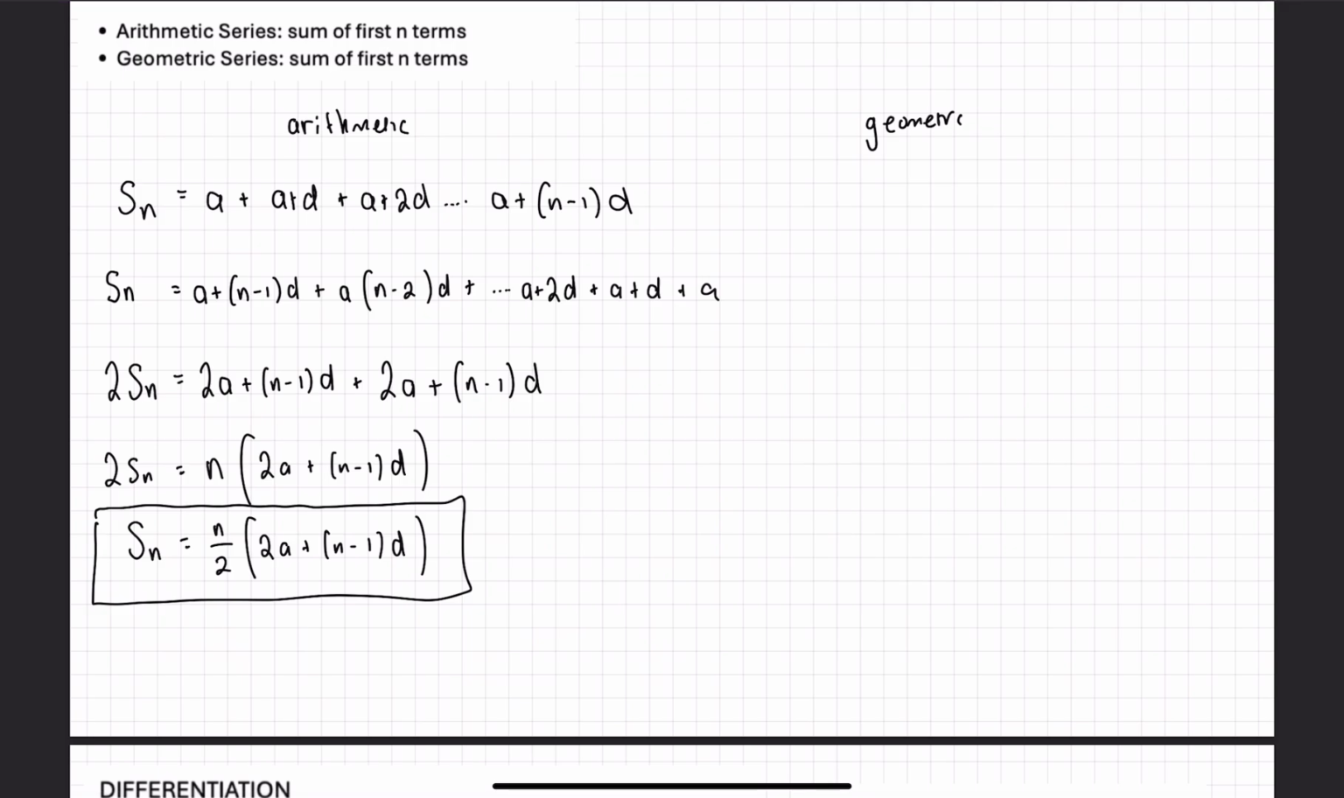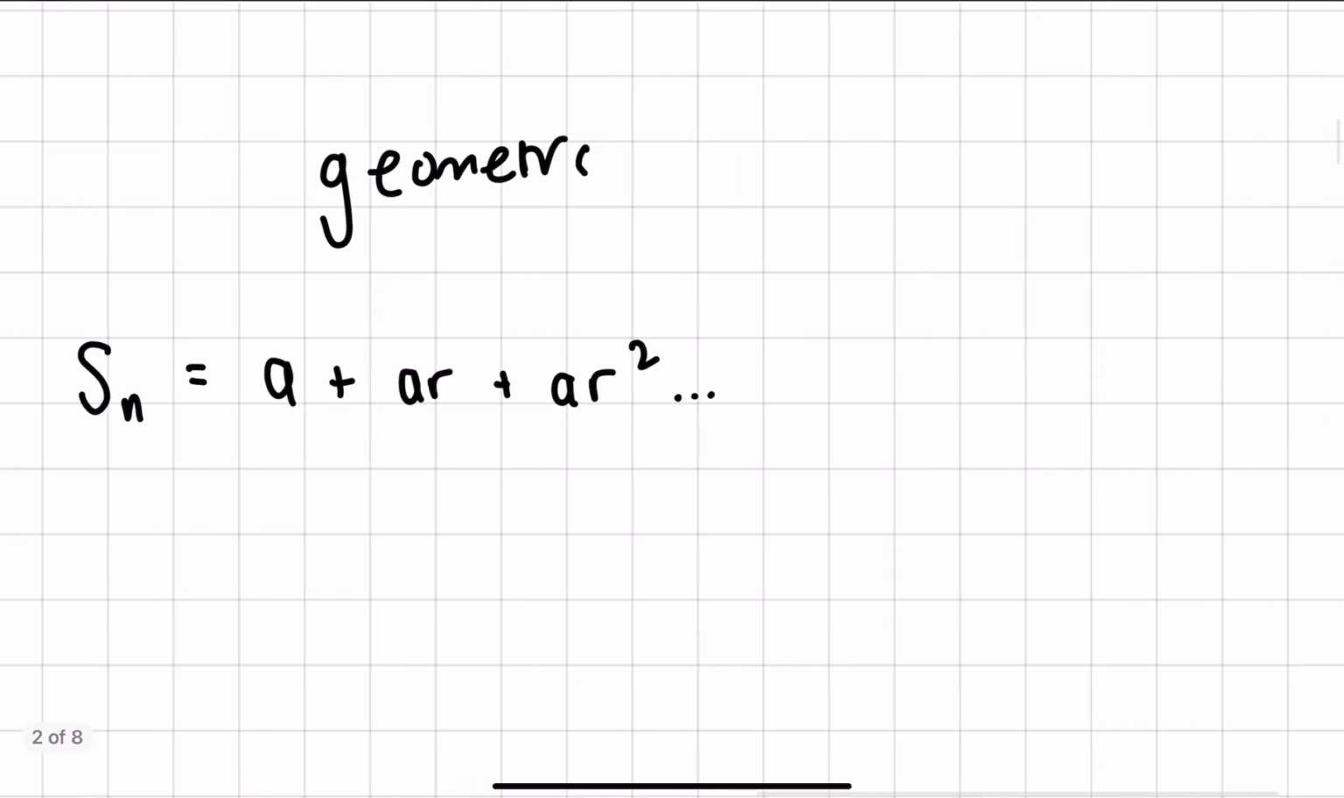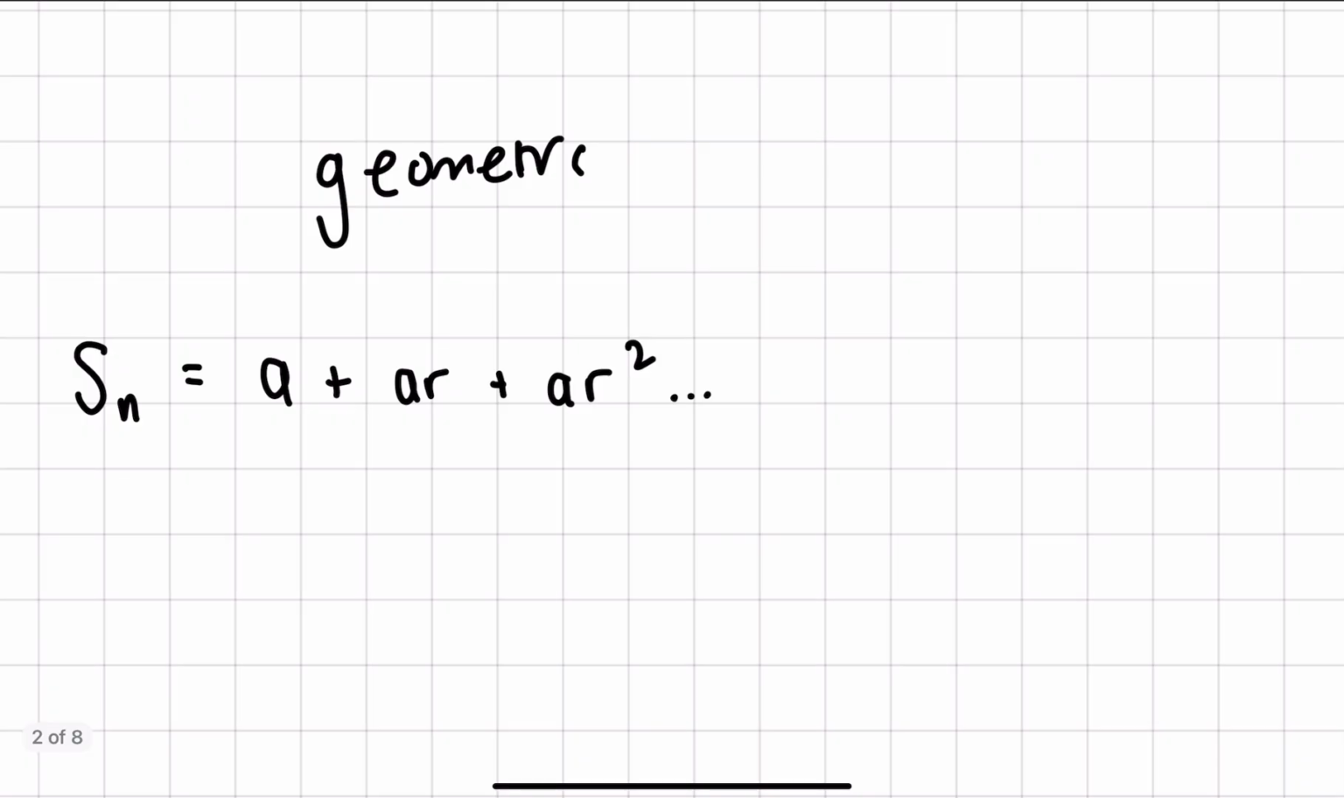Okay, geometric. Let's have a look at it. So let's write the sum of the n terms: the first term, a, plus the second term, a times the common ratio r, plus the third term, a r squared, and we're going to go all the way to the last term. Well, the second last term would be a r to the n minus 2, and the last term would be a r to the n minus 1.